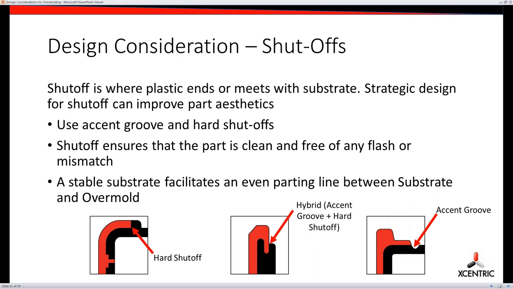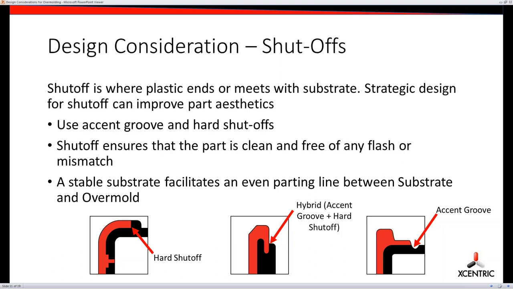We've got the next slide here showing some design considerations for various shutoffs. Basically, the shutoff is where the plastic of the substrate shuts off on the steel for the overmold tool. And obviously, plastic and steel are two different materials, but as long as you have good recesses and areas for a nice hard shutoff, there are various ways to do that down at the bottom of the page there. The shutoff just ensures that you're going to get a nice clean edge. What you don't want is any material flashing over. That'd be a peel off point for that material.